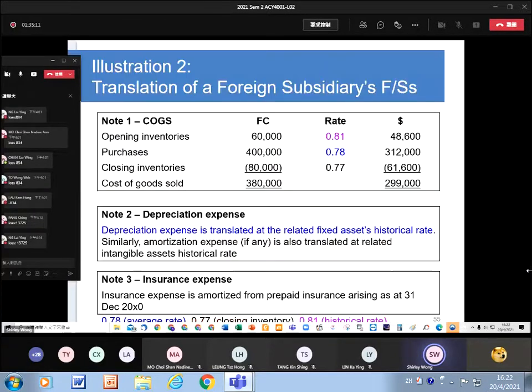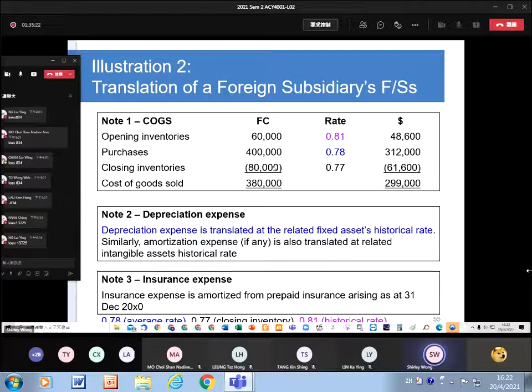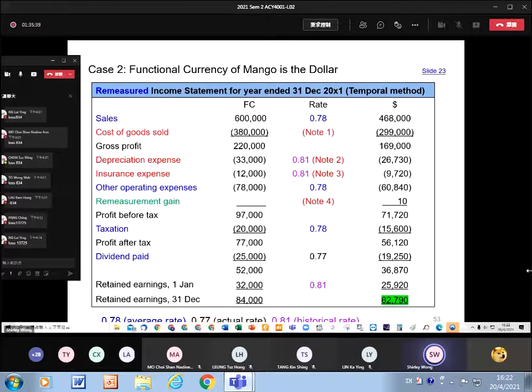Okay, therefore, when we calculate the purchase, when we calculate the cost of goods sold, opening inventory use old rate, purchase we will use the existing average rate, and then closing inventory we will use the closing rate. Finally, you can calculate the cost of goods sold. 我哋呢度嘅目的係計 cost of goods sold，因為 cost of goods sold 係由3嚿唔同嘅嘢組成，而呢3嚿唔同嘅嘢，佢本身有自己嘅 rate。Okay, and then you get the cost of goods sold here, 299,000 here.